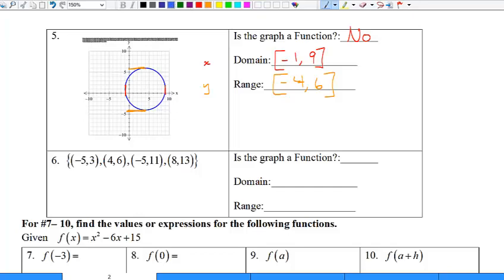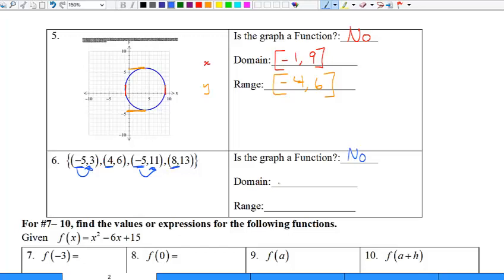All right, last one. Is this graph a function? Okay, so this isn't technically a graph, it's just a relation here. So let's look at all the x values. Negative 5 repeats. So negative 5 is trying to date 3, but negative 5 is also trying to date 11. That is a no-no. You're not allowed to have x's dating more than one y.